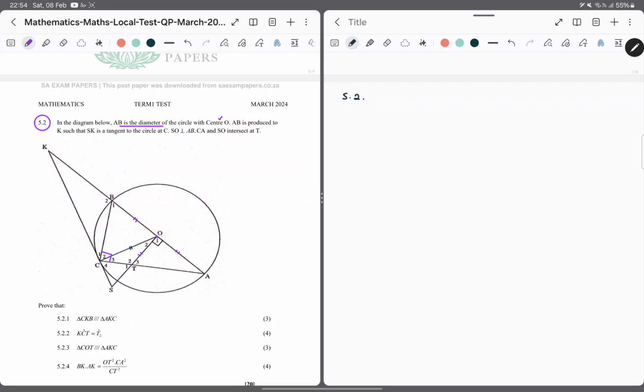AB is produced. Now, once you see this word produced, it means we are extending that straight line. So it means this is a straight line. Great. We extend to K, such that SK, can you see SK is a tangent to the circle. So if this is tangential, what does this mean?